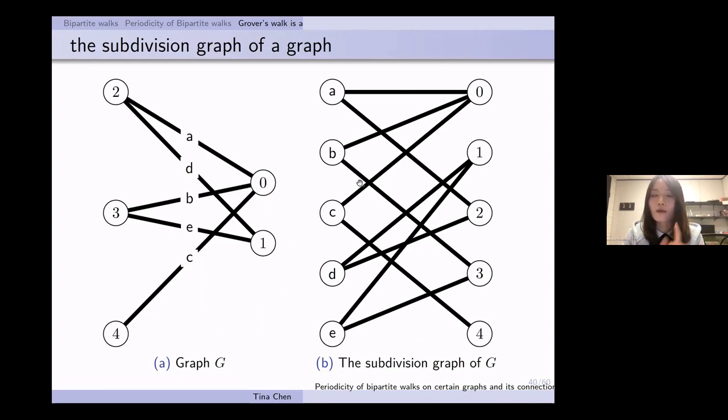Okay, a few things to keep in mind here. First, the subdivision graph is always a bipartite graph. And you can see here, all the newly added vertices will always have degree 2, and the old vertices will preserve their degree from the original graph.